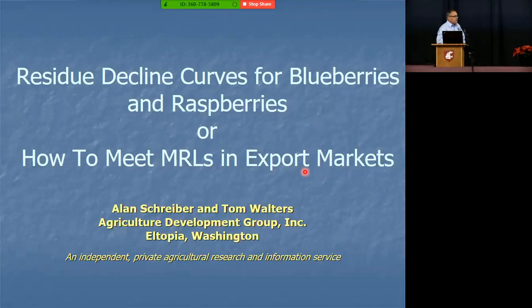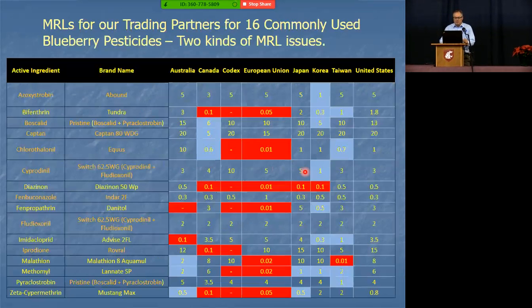So I was asked to talk about residue decline curves for blueberries. That's a Blueberry Commission funded project. I'm going to throw in raspberries because it's a blueberry and raspberry meeting. We also got funded by the Red Raspberry Commission. And it's very, very interesting when you see the two crops compared.